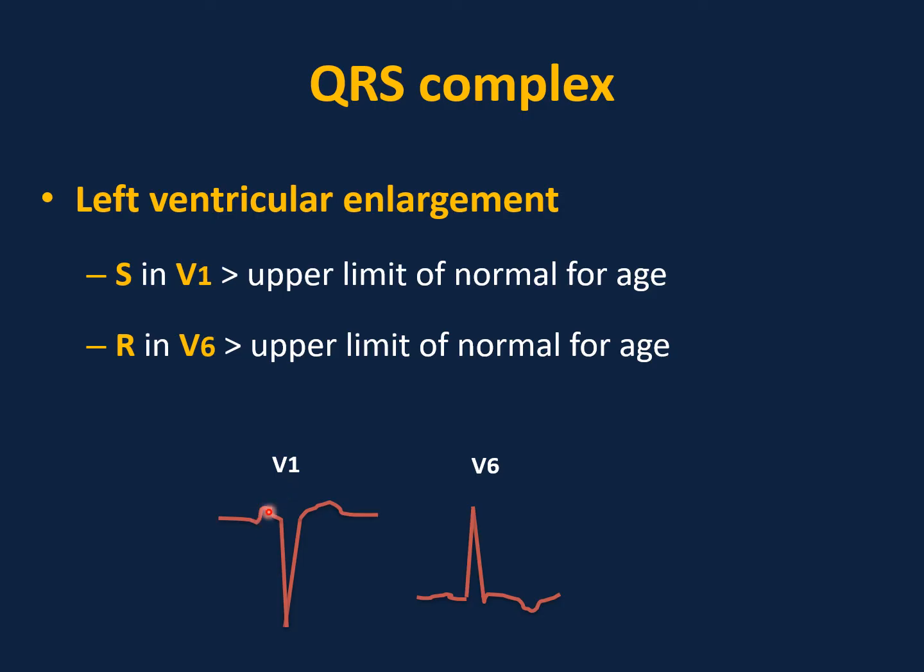If you have a deep S in V1 and large R in V6, this is left ventricular enlargement. Again, to be more specific, because this varies according to the age, if the S in V1 is more than the upper limit of normal for age, and if the R in V6 is more than the upper limit of normal for age, this is left ventricular enlargement.